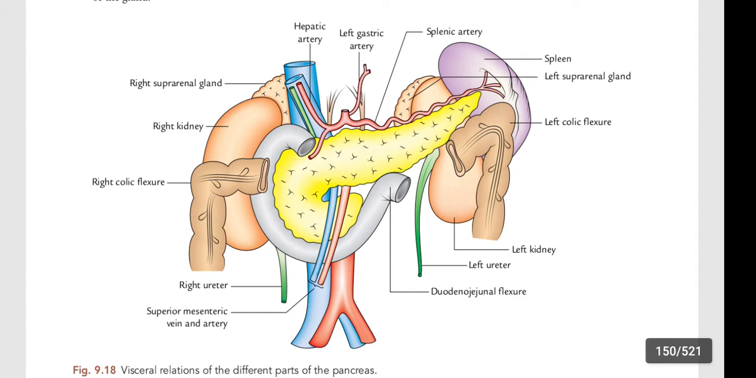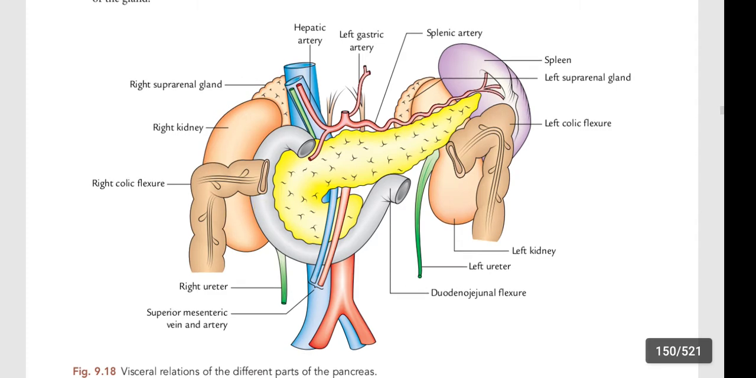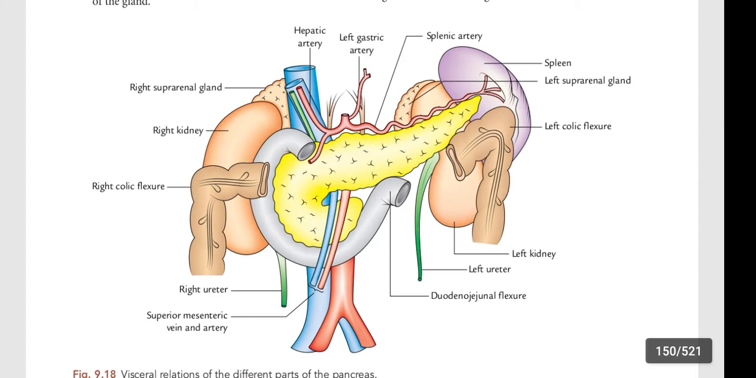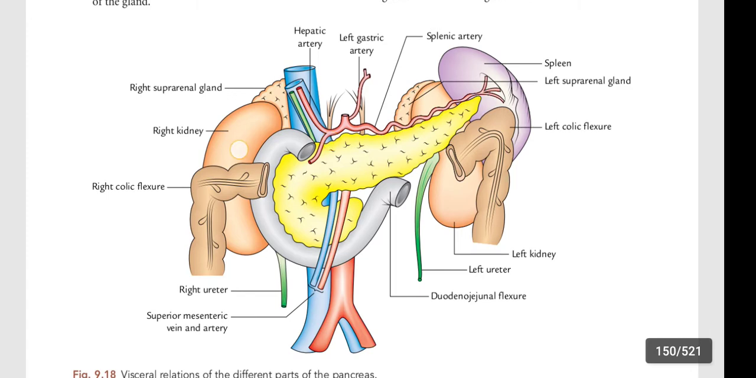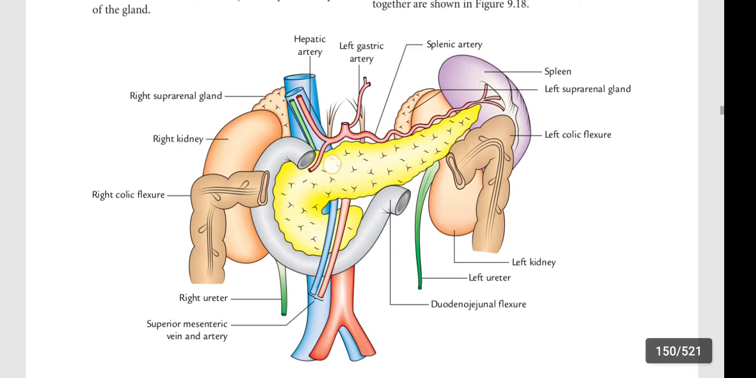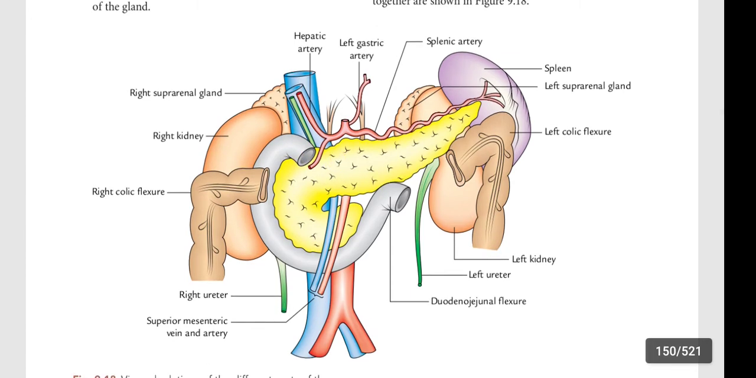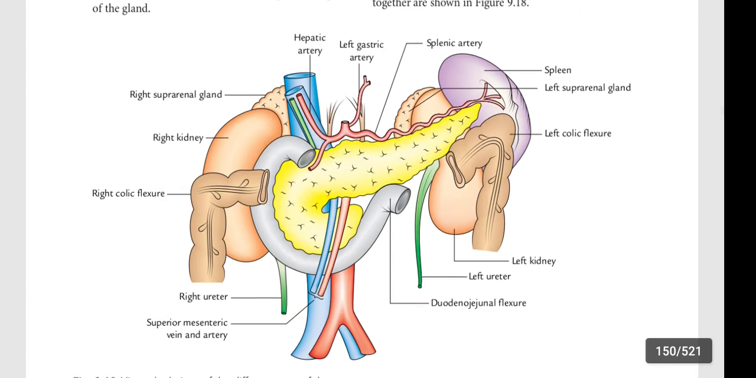I show you. This is the duodenum. This is the first part, this is the second part, this is the third part. The superior surface of the head is related to the first part of the duodenum, the right lateral part is related to the second part, and the inferior surface is related to the third part of the duodenum. And the superior surface of the neck is related to the first part of the duodenum.